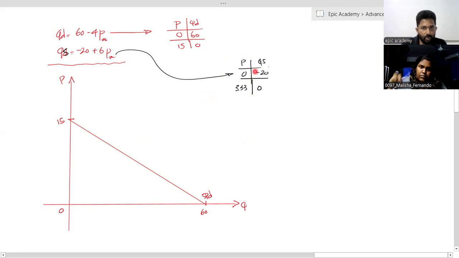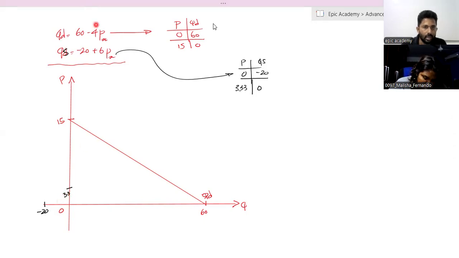First of all, I'm going to derive that one. When P equals 0, QS becomes minus 20. The minus value is there on the left hand side, so minus 20 is there. And when QS equals 0, the price becomes 3.3, something like that.